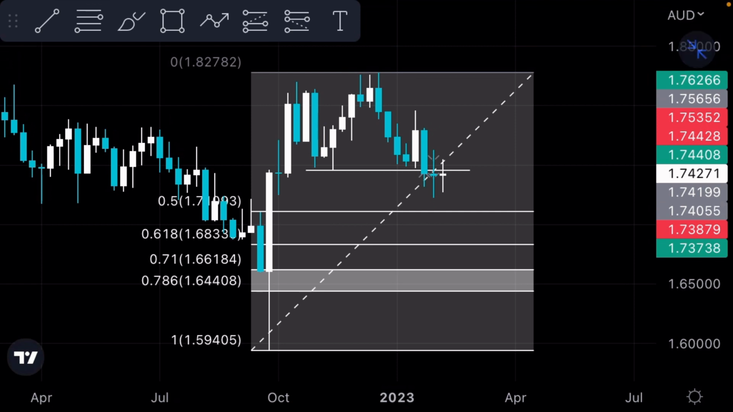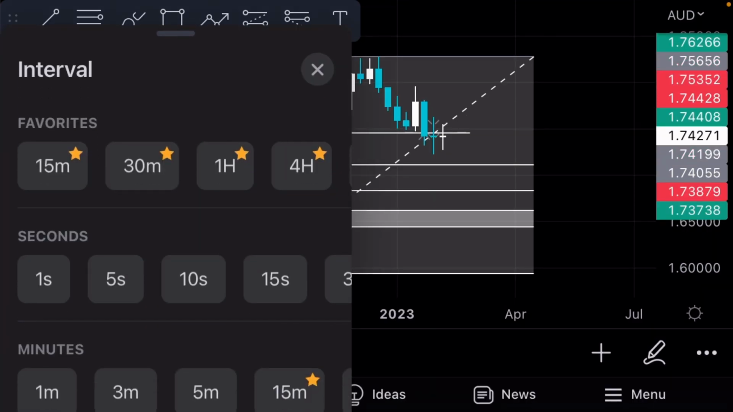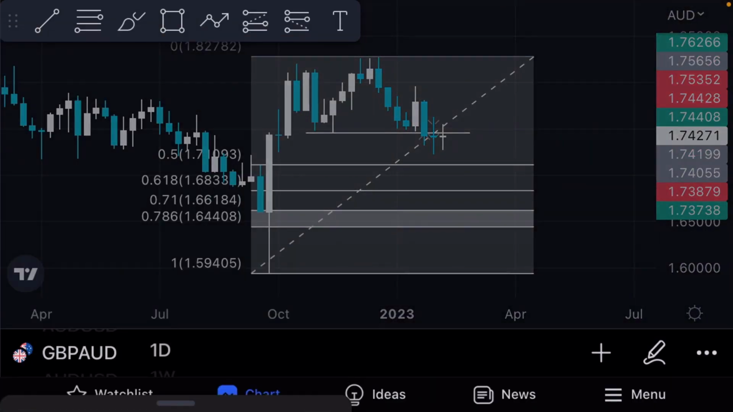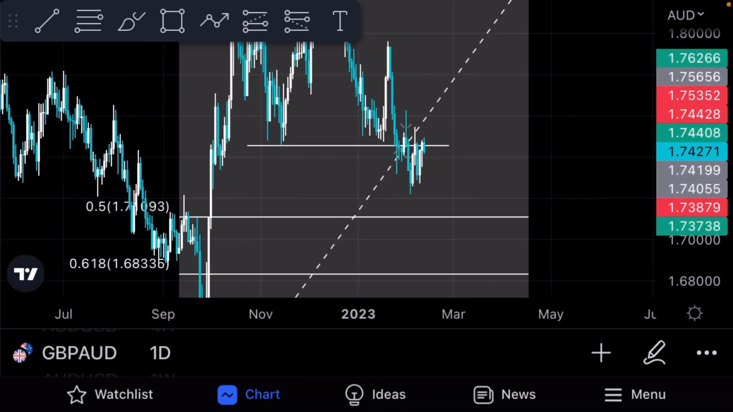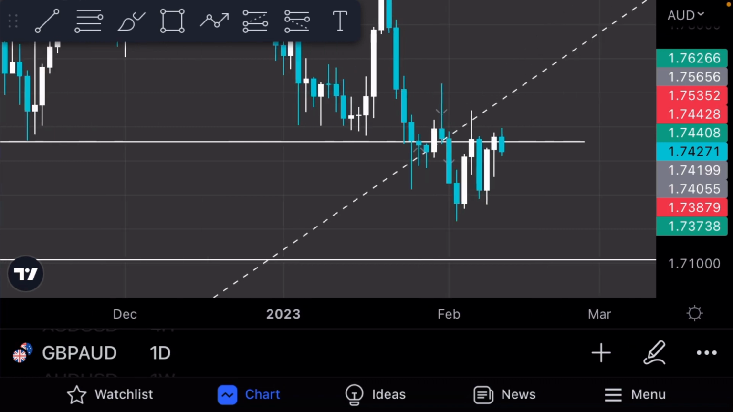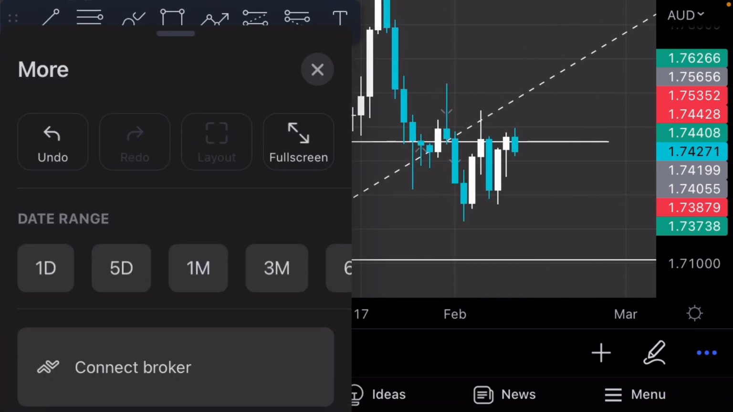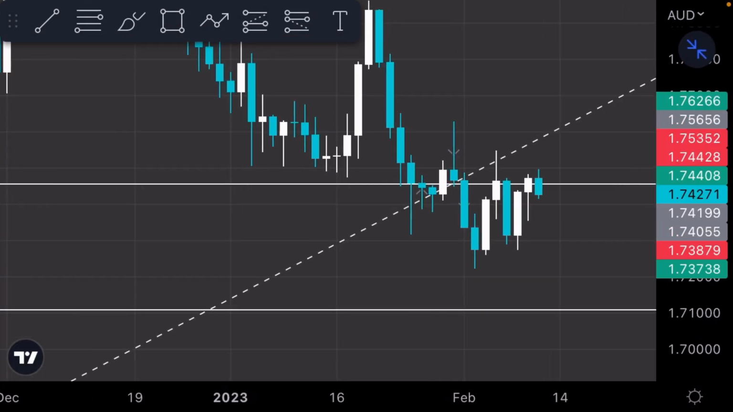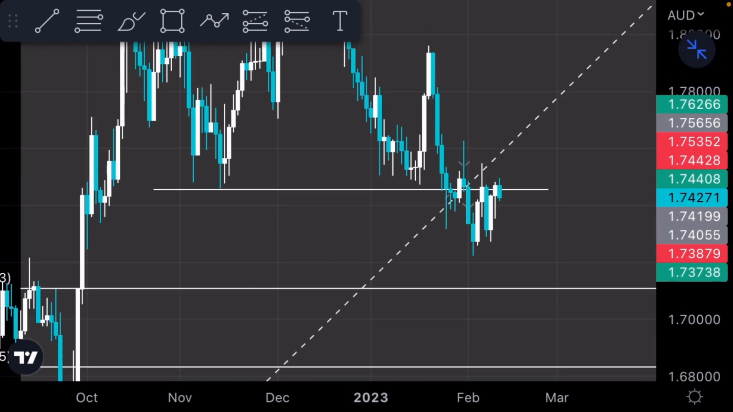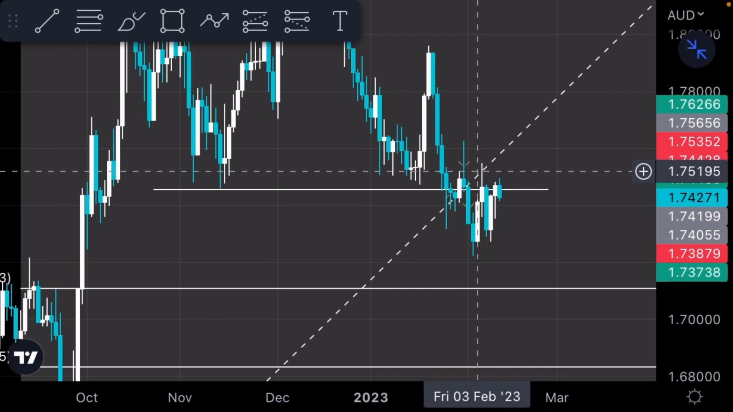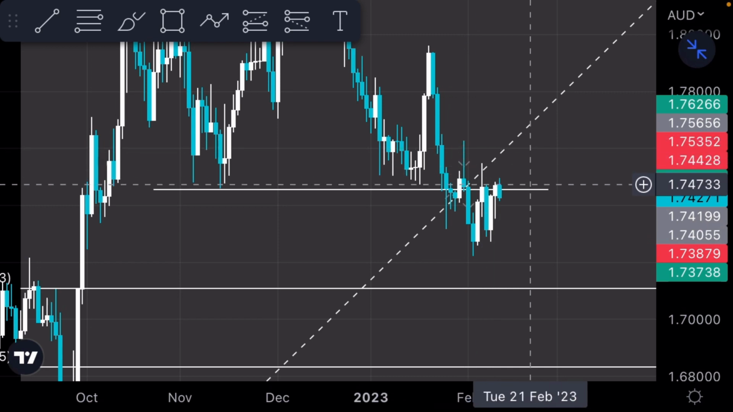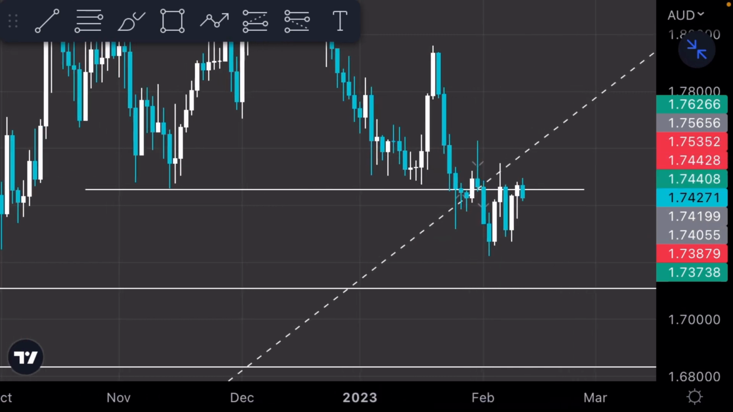Since the weekly is indicating bearish, we go down to the daily chart. Coming down to the daily chart, let's make this bigger. What can we see in the daily chart? We can see price creating higher lows and then lower highs as well.